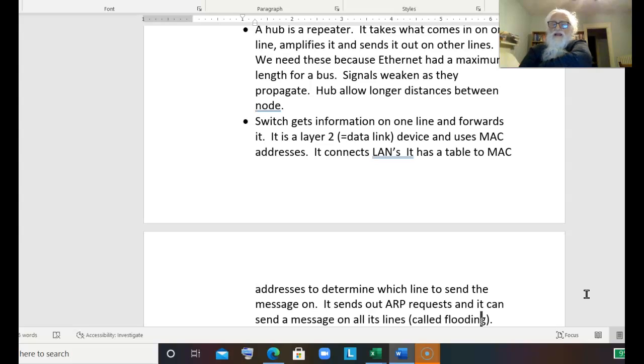Now, it doesn't go up to the rest of the network. In other words, the messages here are for our neighbors on the LAN. And we don't have to worry about sending them all the way up to the top. They're just going to go across at layer 2.